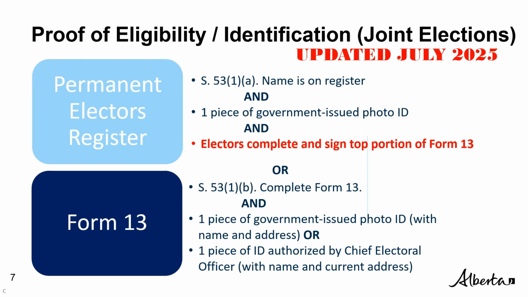Electors must print their name, address, and birth date in the spaces provided on Form 13, read the statement, and sign it. Again, the elector is not required to read the statement aloud. Please be aware that copies of Form 13 must be made at the voting station and then be used to revise the PER after the election. This is set out in Section 91.1, which is new. The DRO must complete the administrative portions of the form that follow. The rules for vouching also apply to jointly administered elections.